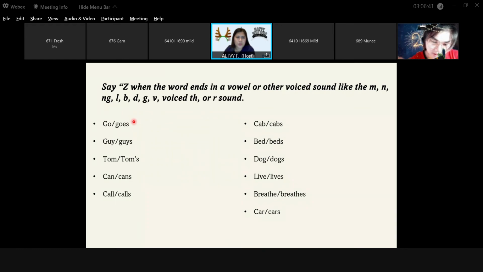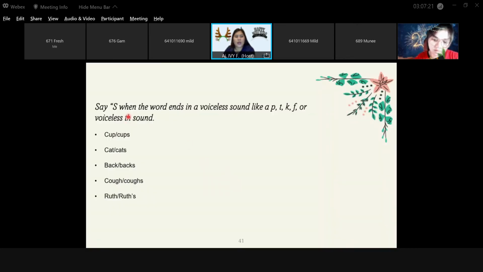And also, we have the Z sound when the word ends in a vowel or other voiced sound like l, b, d, g, v, and the voiced th sound. Go, goes. Guy, guys. Tom, Tom's. Can, cans. Cab, cabs. Bed, beds. Dog, dogs. Lives, breeds, cars.